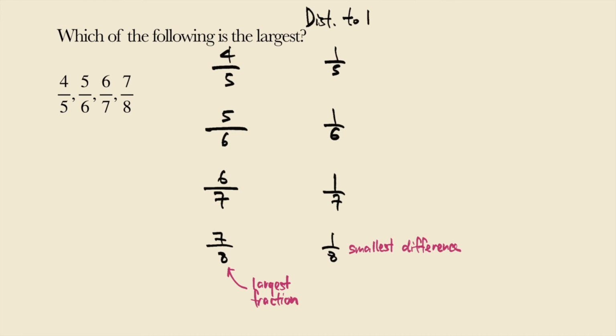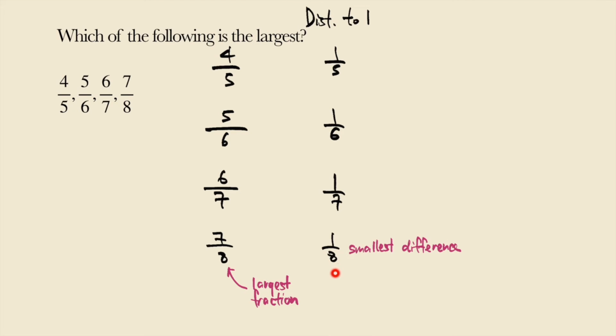You're going to compare the fractions based on their distance to 1 whole. Okay, let's take a look. 4/5 is 1/5 from 1 whole. 5/6 is 1/6 from 1 whole, and so on for the others. Okay, which fraction is the largest? Think of it as which one is closest to 1 whole. The one closest to 1 whole is the one that has the smallest difference to 1 whole.